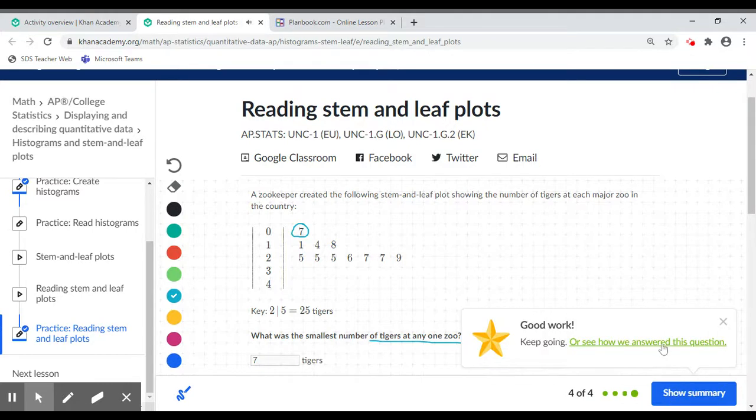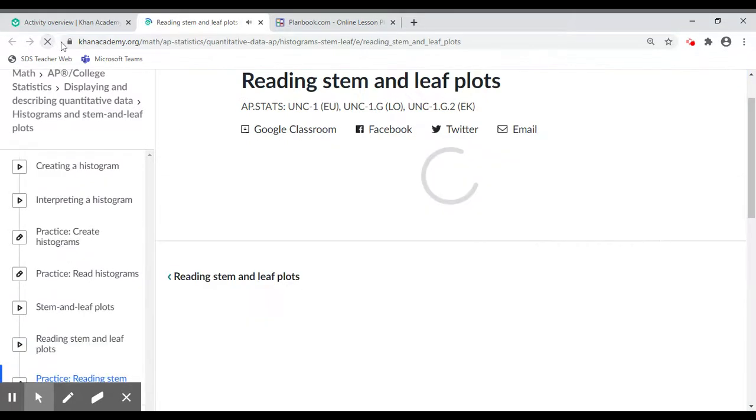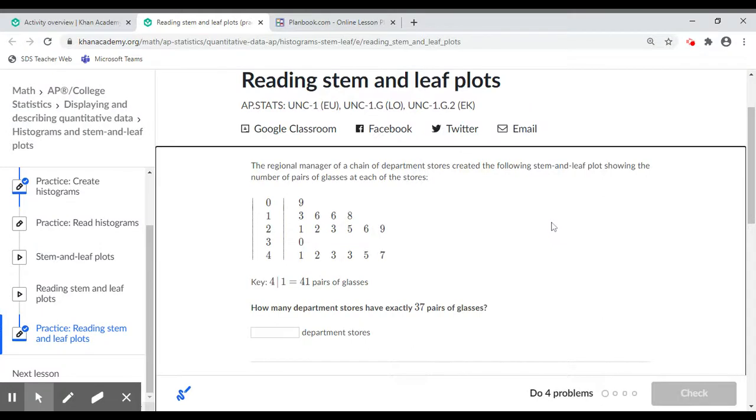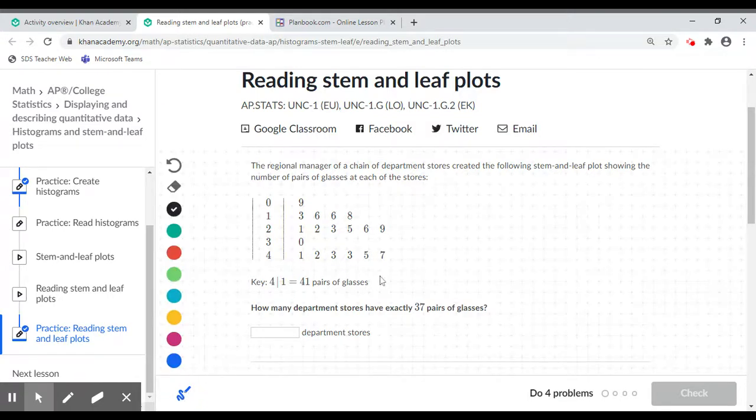Let's do another one of these. How many department stores have exactly 37 pairs of glasses? 37. So let's look on the stem and leaf. We've got to look for 30. Okay, so let's look here. Do we see a 37 anywhere? No. So that means no department stores had 37 pairs of glasses. There wasn't a 37.